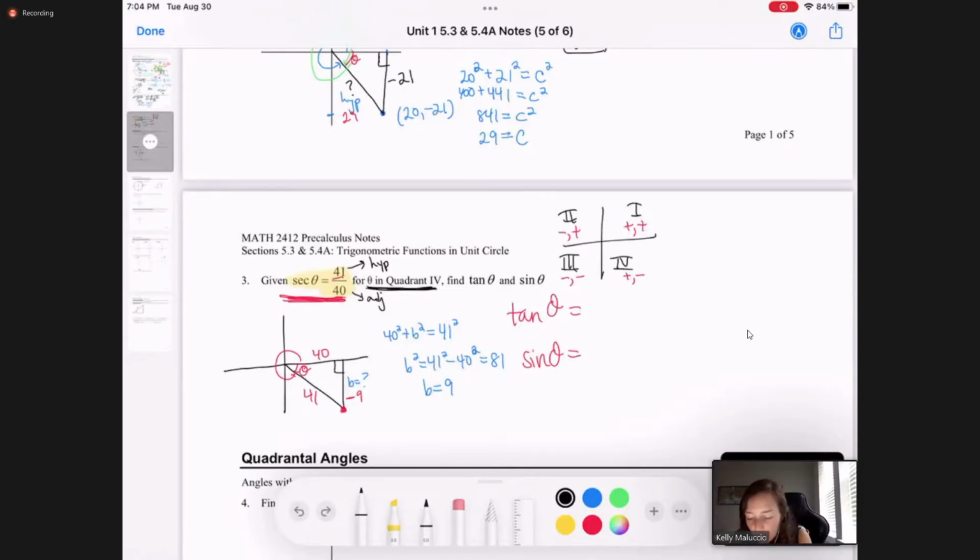So now we can just use SOHCAHTOA and get these. So tangent is opposite. So at this point, let's label. This is hypotenuse, this is adjacent, and this is opposite side. So tangent is going to be -9/40, because it's opposite over adjacent. And sine is going to be opposite over hypotenuse. So -9/41.